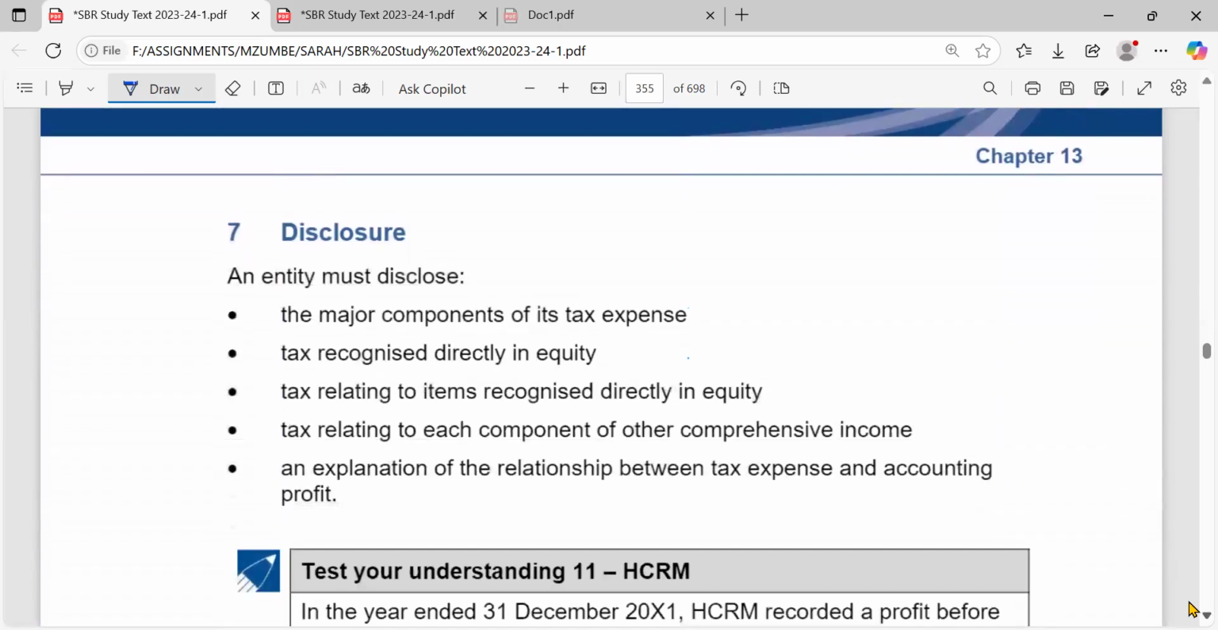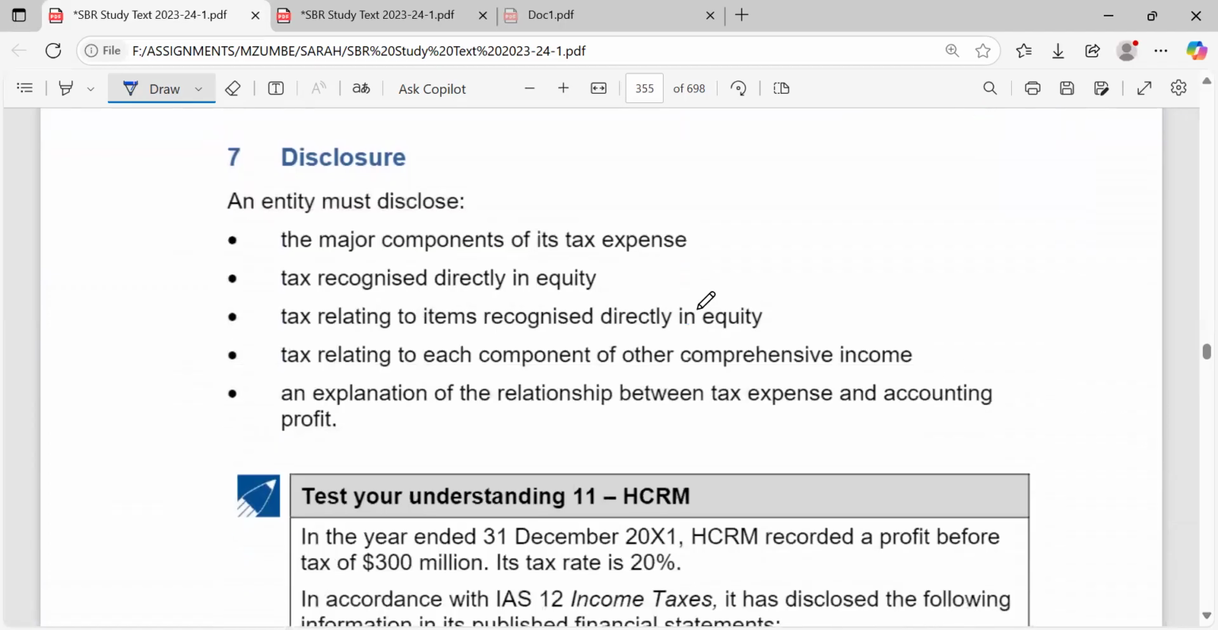Okay. All right, we have the disclosures here. You should always disclose this. An entity must disclose the major components of its tax expense, right? The tax recognized directly in equity, like we saw on share-based payment, right? There is tax which is recognized directly in equity. Tax relating to items recognized directly in equity, the tax relating to each component of other comprehensive income. So this one should be disclosed. You should know the tax relating to each component of other comprehensive income and an explanation of the relationship between tax expense and the accounting profit.